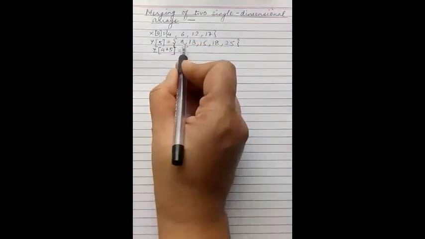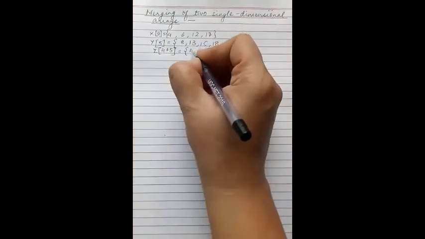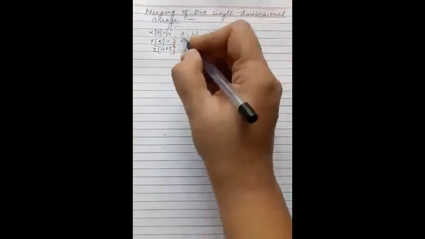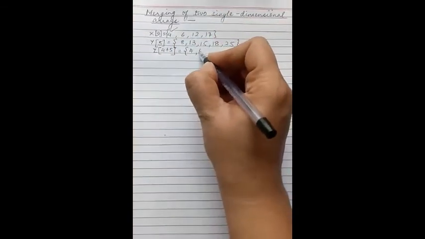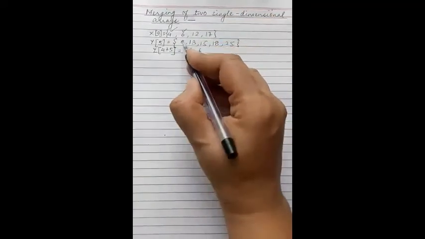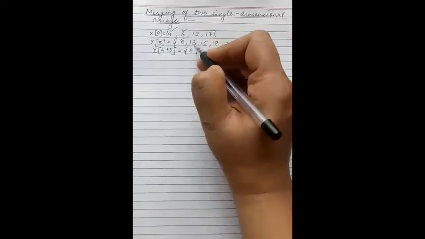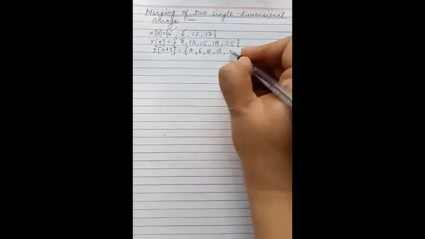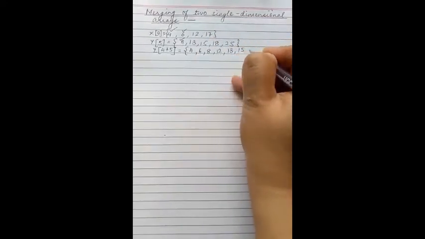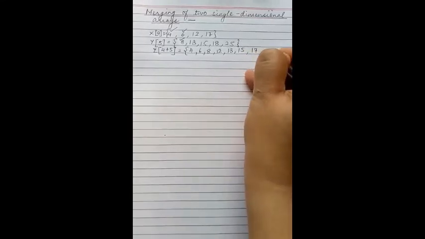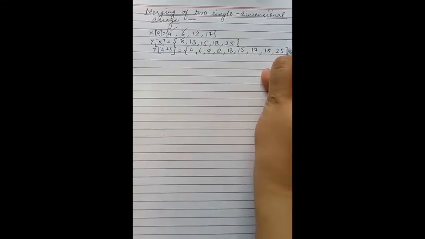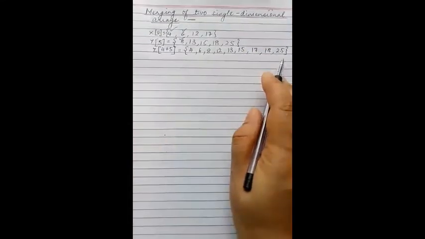So 4 and 8 will be compared, whichever is smaller will be written here. 4 is written, then 6 and 8 will be compared, 6 is smaller and is written over here. Then 12 and 8, 8 is smaller, it is written over here. Then again 12 and 13, 12, then 13, then 15, 17, 18 and 25. So this is how the array z will look.